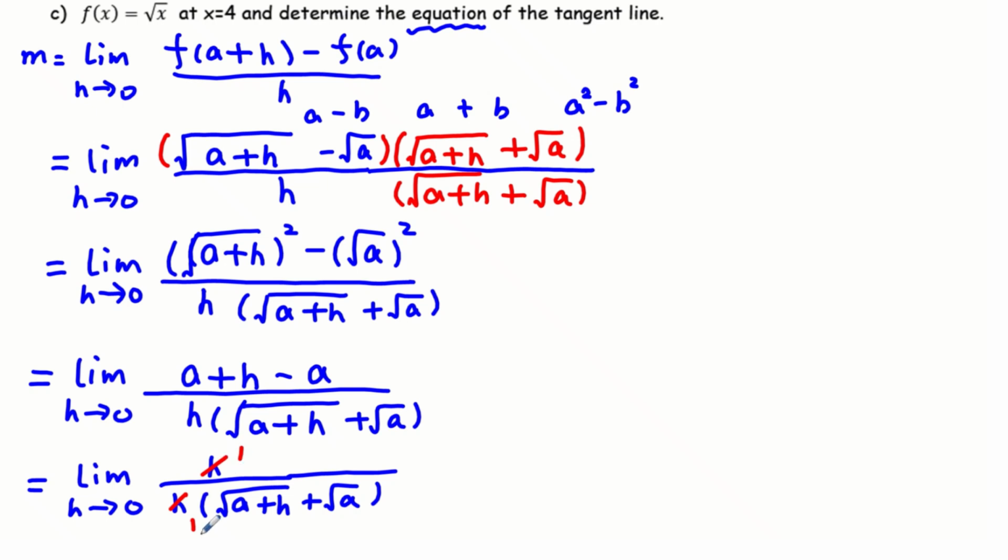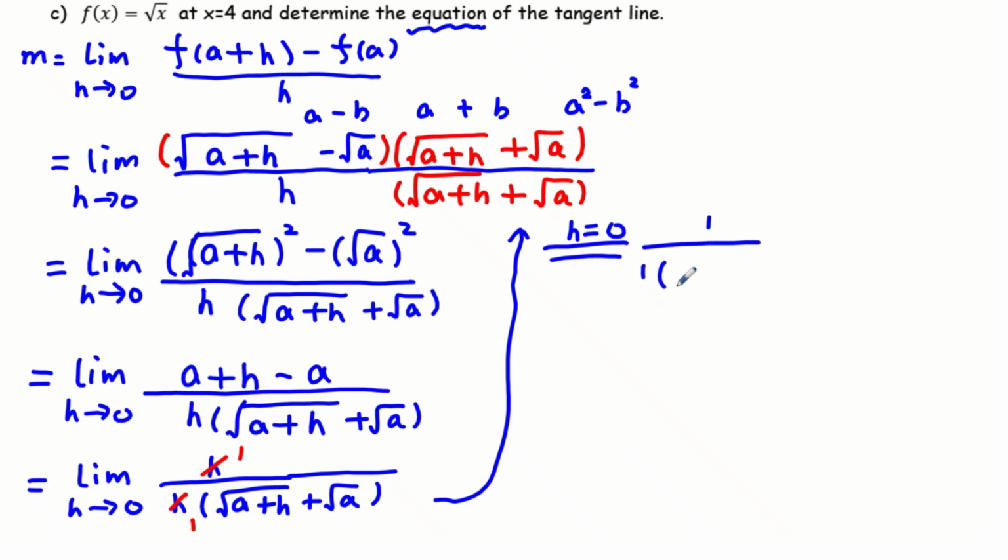Once we cancel the factor out, the denominator doesn't have the h by itself, so we could do the sub in. So h equals 0. Then we are going to have 1 over, this is 1 bracket, square root, a plus 0. Then plus square root a. So a plus 0 gives you a.